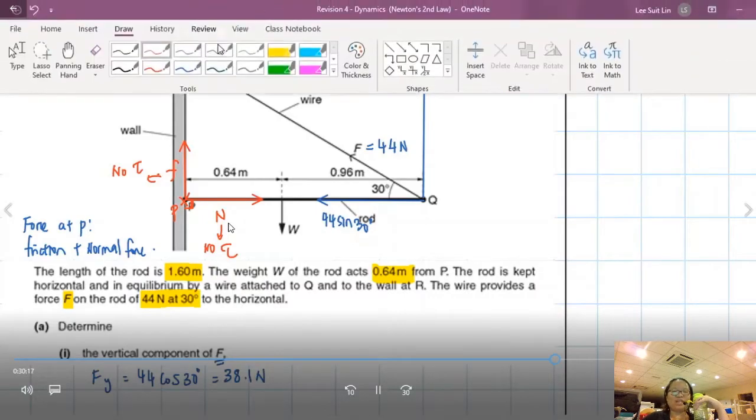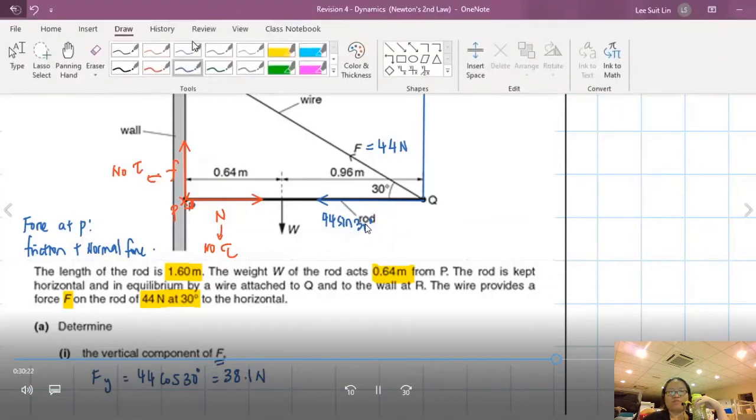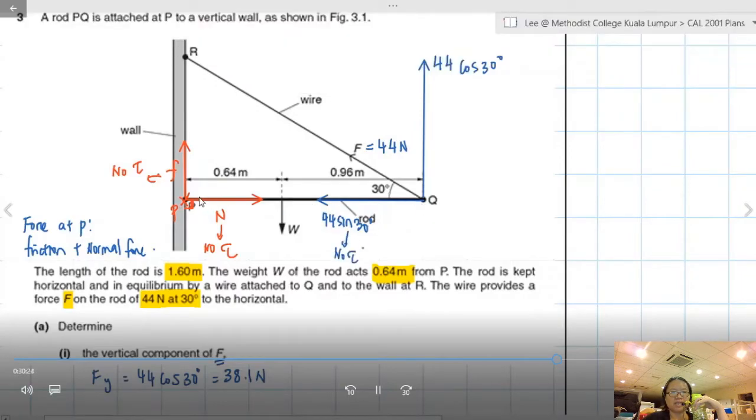The only torque you need to worry about: 44 sine 30 will also have no torque because it has no perpendicular distance from point P. It passes through point P. So the only ones with torque are W and your 44 cos 30. That is all the torque that we have, because 44 is already split into 2.